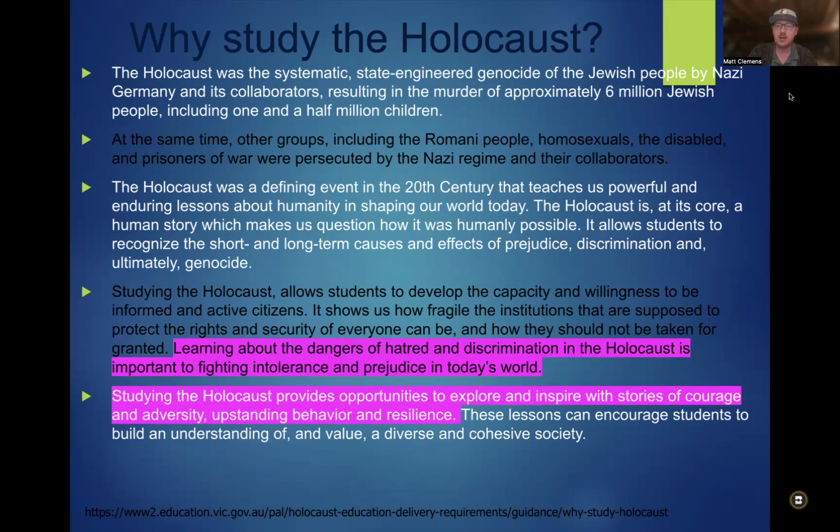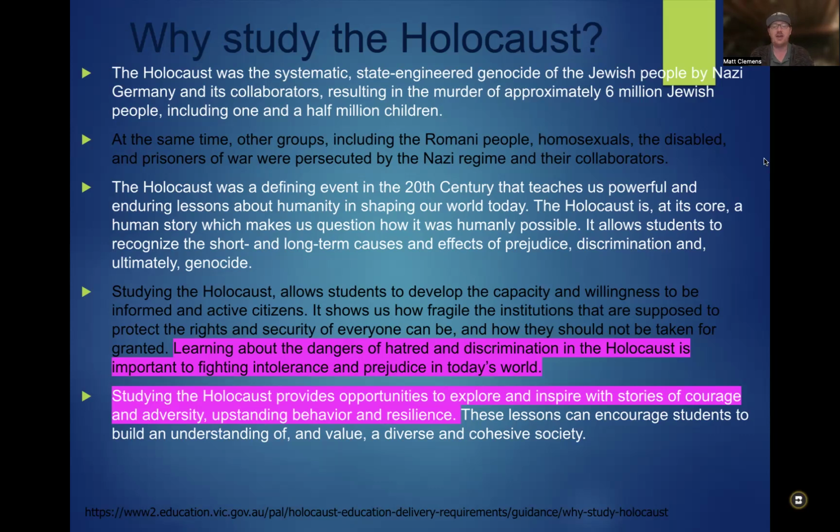The Holocaust was a defining event in the 20th century that teaches us powerful and enduring lessons about humanity and shaping our world today. The Holocaust is, at its core, a human story, which makes us question how it was humanly possible. It allows students to recognize the short and long-term causes and effects of prejudice, discrimination, and ultimately genocide. Studying the Holocaust allows students to develop the capacity and willingness to be informed and active citizens. It shows us how fragile the institutions that are supposed to protect the rights and security of everyone can be, and how they should not be taken for granted.